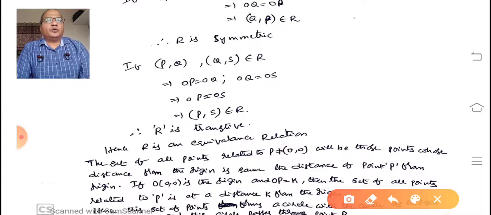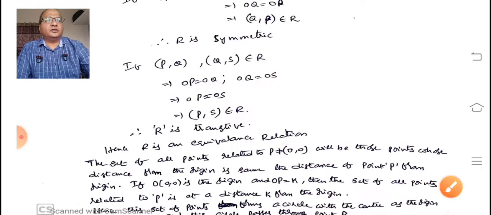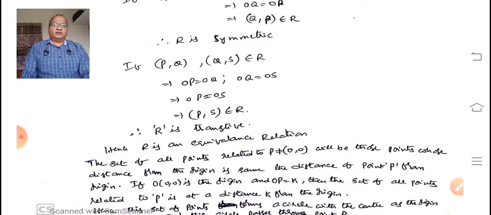Now, if P, Q and Q, S belong to R, that means OP is equal to OQ and OQ is equal to OS. Because P, Q belongs to R means OP is equal to OQ, and Q, S belongs to R means OQ is equal to OS. So OP is equal to OQ, OQ is equal to OS, hence OP is equal to OS. That implies P, S belongs to R. Therefore R is transitive. Hence, R is an equivalence relation because it is reflexive, symmetric and transitive.